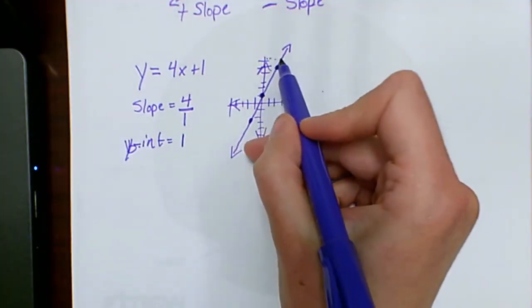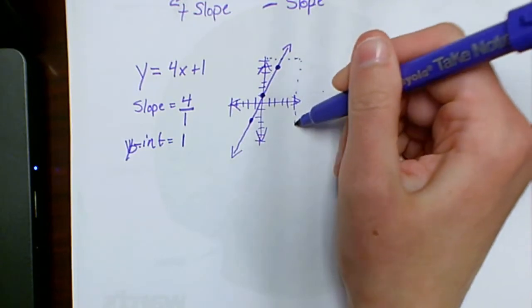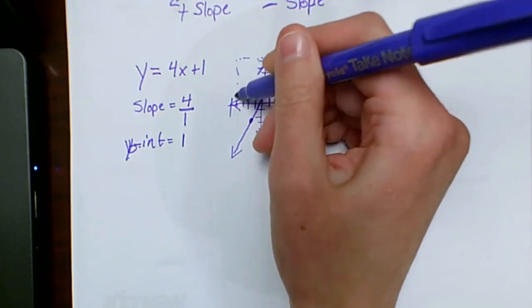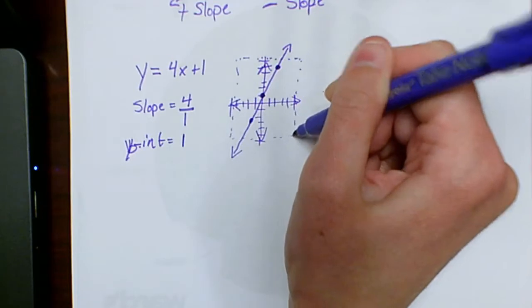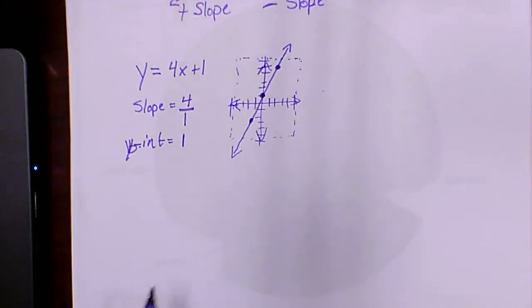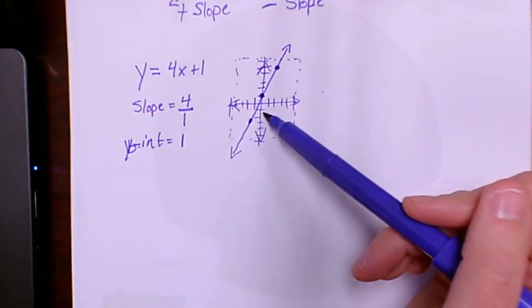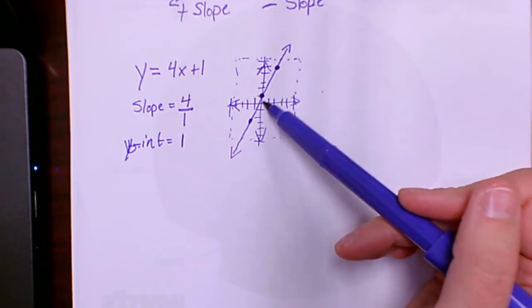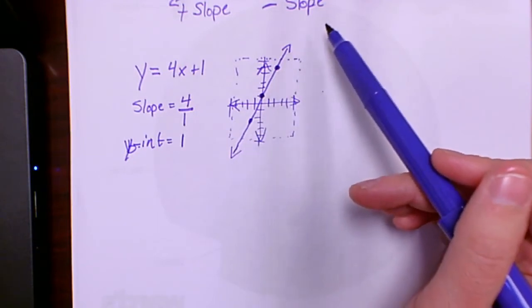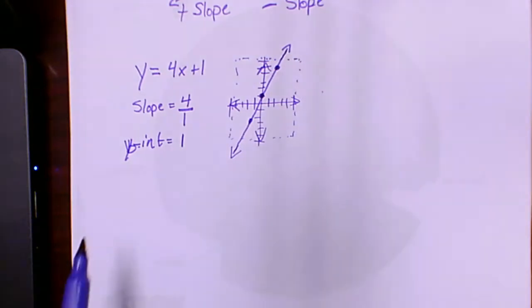And please be sure to extend your line all the way past the edges of your graph, because this way we are hitting every single point that is on the line inside the graph, and we're saying that it goes beyond the graph.